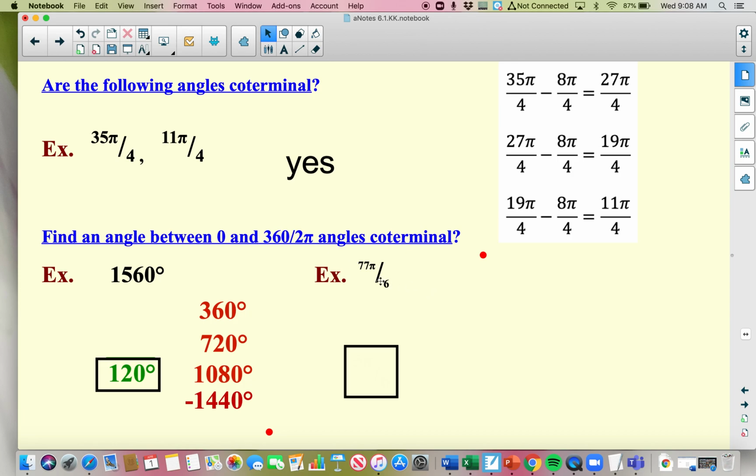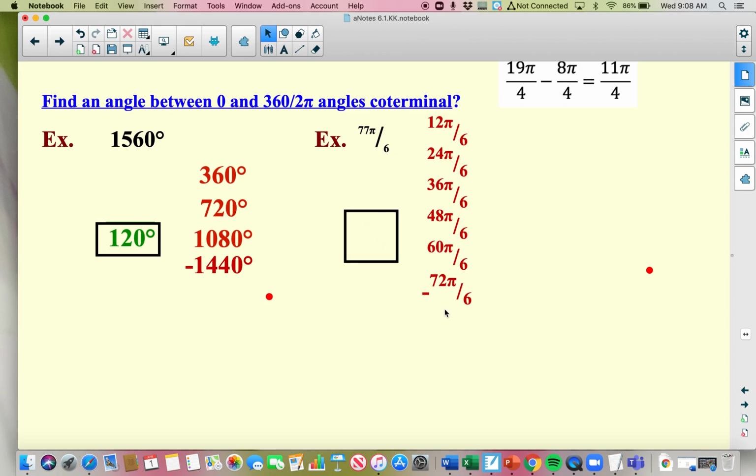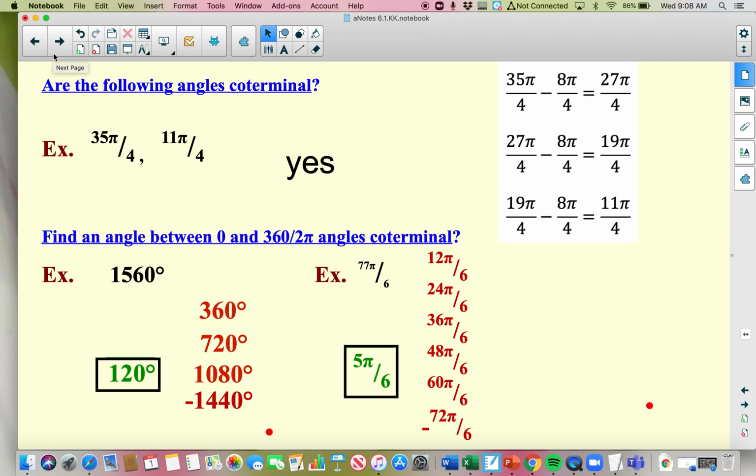So with 77 pi over 6, I'm going to keep subtracting 2 pi until I get there. So 2 pi over 6, of course, would be 12 pi over 6. And then 24 pi over 6 would be twice. 36 pi over 6. 48 pi over 6. So again, just keep going with the 2 pi. And when I finally get down to 72 pi over 6, and so if I take 77 pi minus 72 pi over 6, I get 5 pi over 6, which is in between 0 and 2 pi. So just keep subtracting 360 or 2 pi.